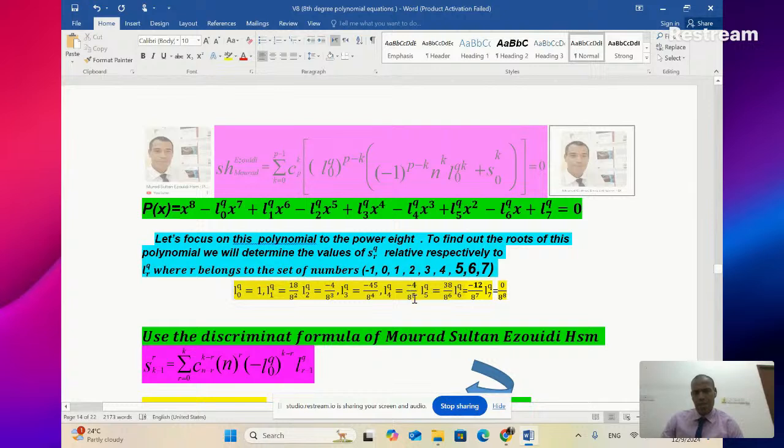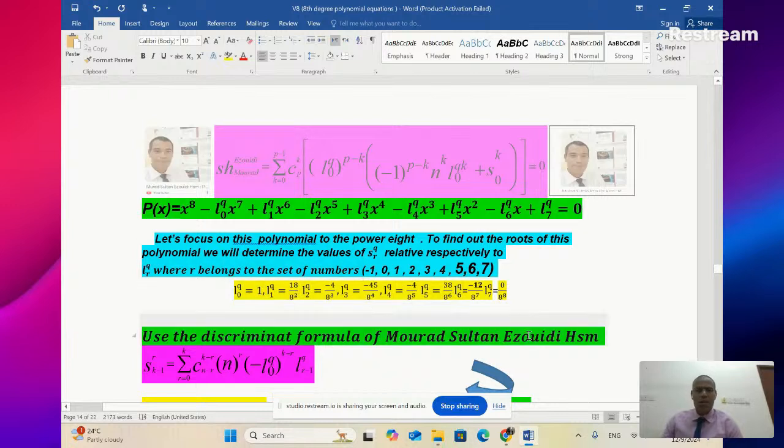negative 4 divided by 8 raised to the power 5, and L3 is going to be negative 45 divided by 8 raised to the power 4. L2 is going to be equal to negative 4 divided by 8 raised to the power 3. Okay, and L1 is 18, and L0 is going to be 1.